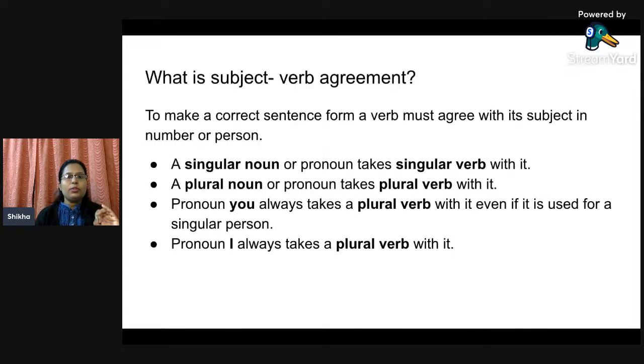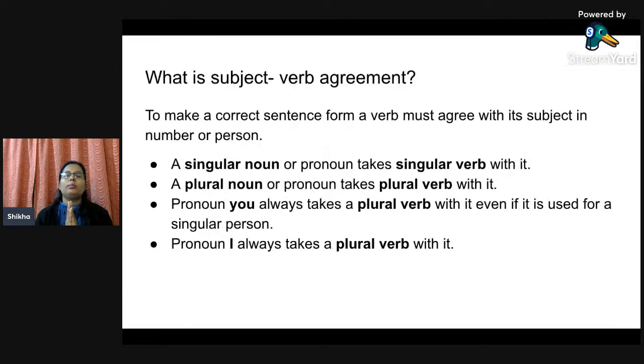The first rule is a singular noun or pronoun takes a singular verb with it. Our second rule is a plural noun or pronoun takes a plural verb with it. And the pronoun you always takes a plural verb with it, even if it is used for a singular person.